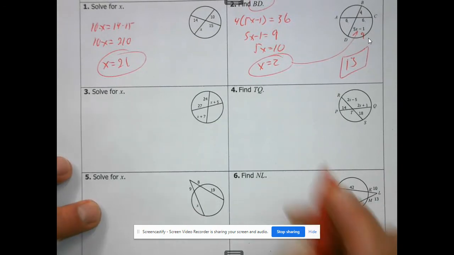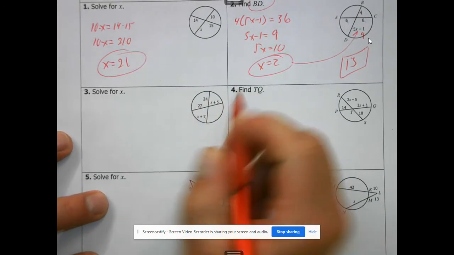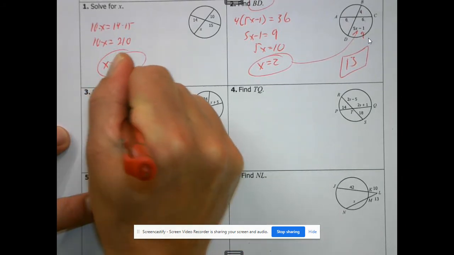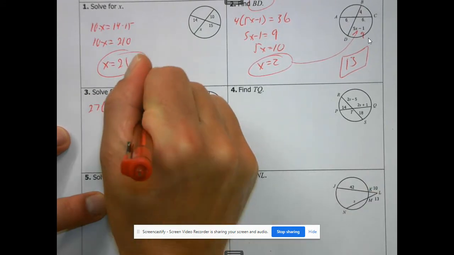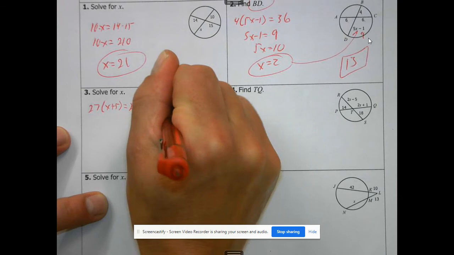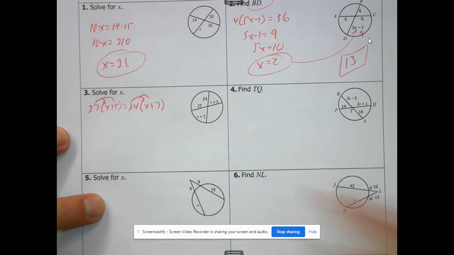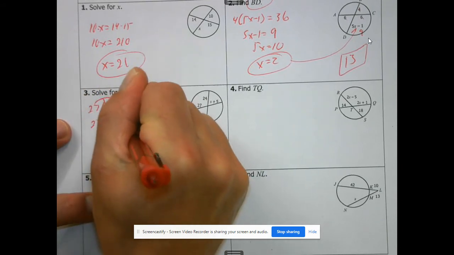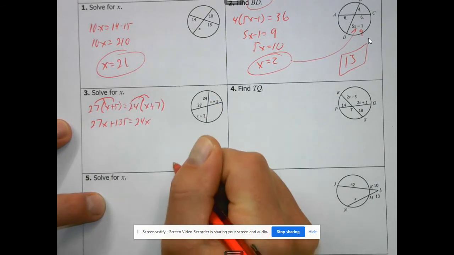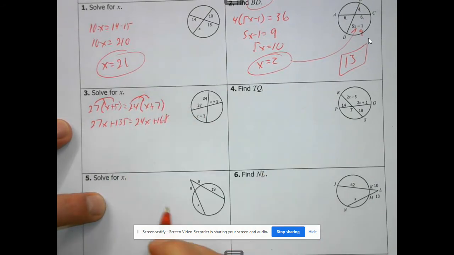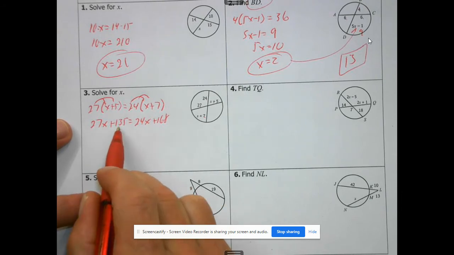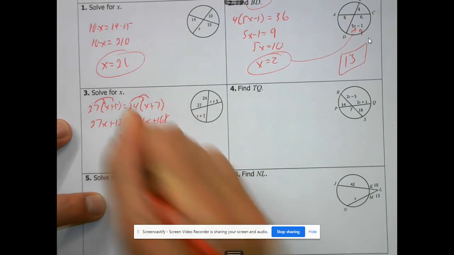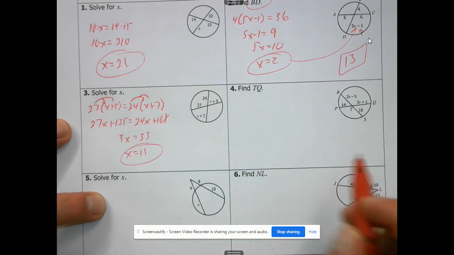Number 3, same thing. Chords going through. This times this equals that times that. So 27 times x plus 5 equals 24 times x plus 7. Distribute both sides. 27x plus 135 equals 24x plus 168. Move some stuff around, subtract 24x over here, subtract 135 over there. 3x is 33. Divide by 3. X is 11.